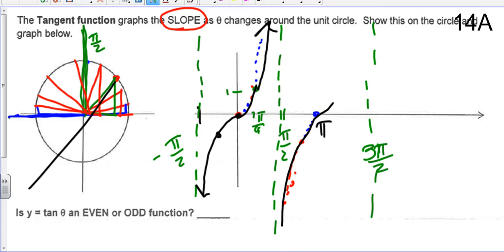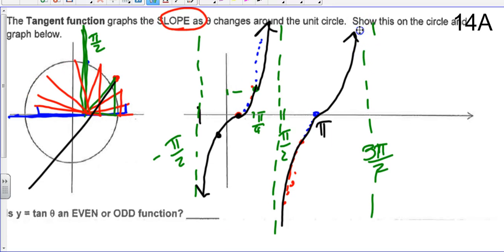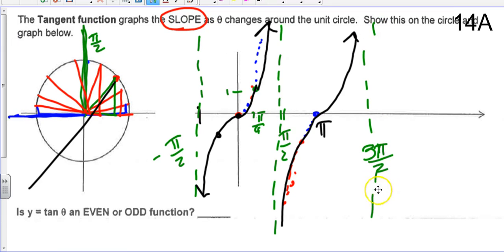Let me try one more time. Oh, that's not much better. I'm trying. Okay. Anyway, that's my attempt.